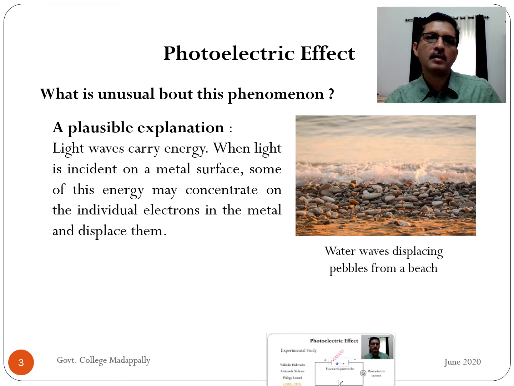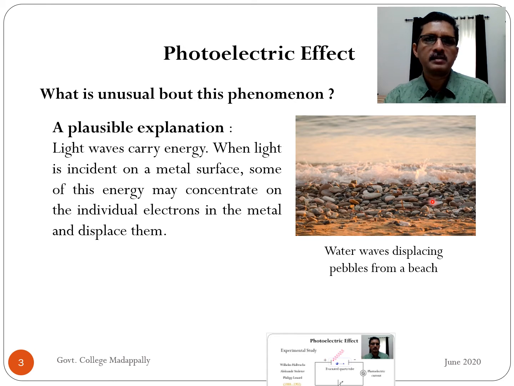What is so unusual about this phenomenon, photoelectric effect? So what is after all happening? Electromagnetic radiations are incident on a metal surface, and electrons are emitted. Let us consider this analogy. On a seashore, water waves are coming and, if they have enough energy, they can displace pebbles from a beach.